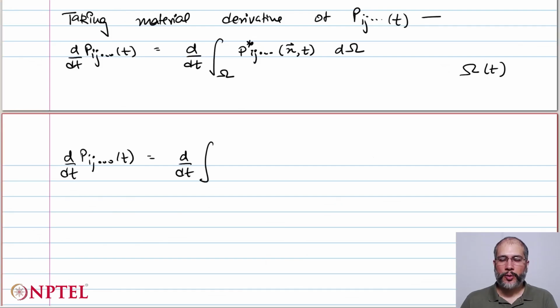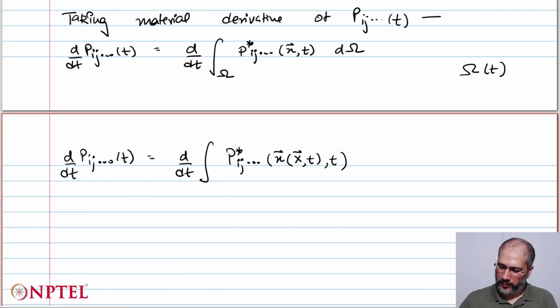So what I do now is I write my P star, which is a function of small x, but I write my small x as a function of capital X and t based on the mapping that we have. And since we'll be writing things as a function of capital X's, that is the Lagrangian description of the quantity P star, we will write our d omega in terms of d omega naught, where omega naught is the volume that the particles formed in the reference configuration.